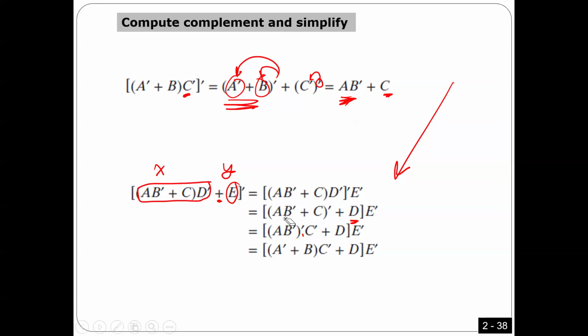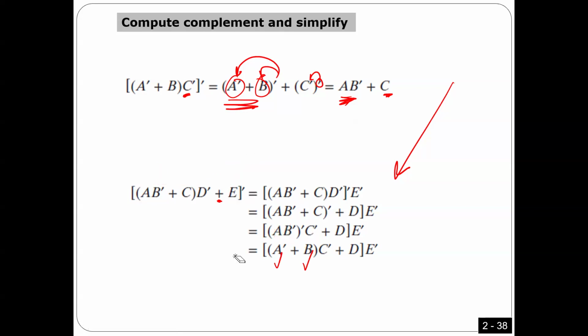I can apply De Morgan again. Look how many times I apply De Morgan. Because this one here, I can apply De Morgan again. I have one term X, I have Y here. So I have to invert the first one, I have to invert the second one. Any AND becomes OR. So I can do it this way.